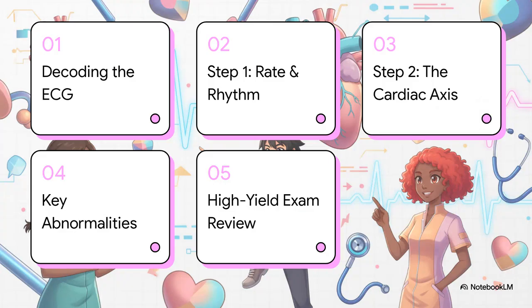Okay, so here's our game plan for today. First, we'll decode the basic language of the ECG. Then, we'll jump into our step-by-step system. Step 1 is rate and rhythm. Step 2 is the cardiac axis. After that, we'll get into the fun stuff, recognizing key abnormalities. And finally, we'll wrap it all up with this super high-yield exam review to make sure this all sticks. This system, it's all about being consistent and accurate every single time.